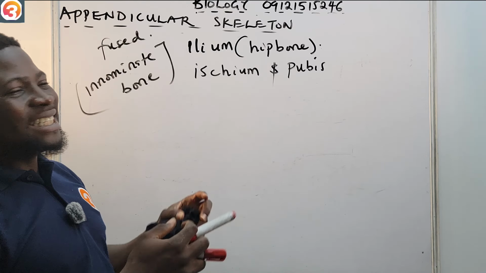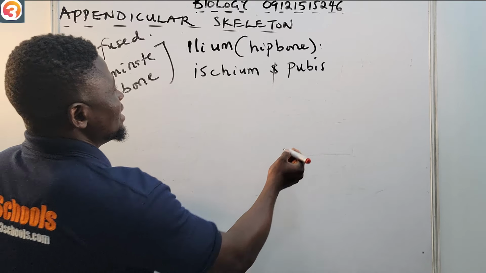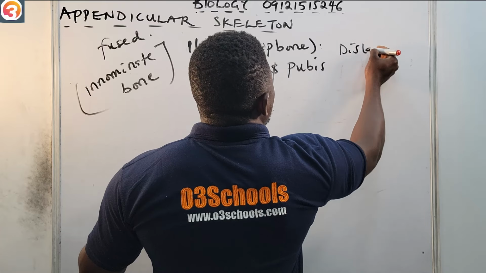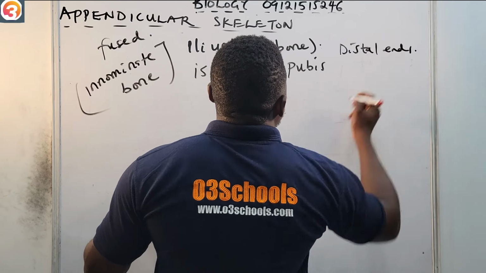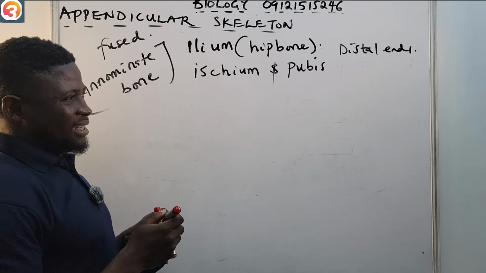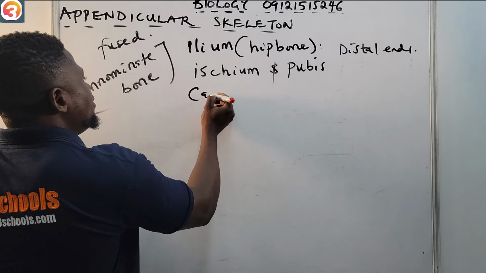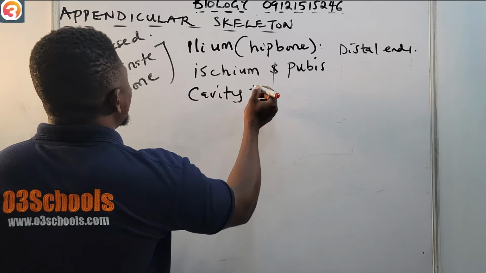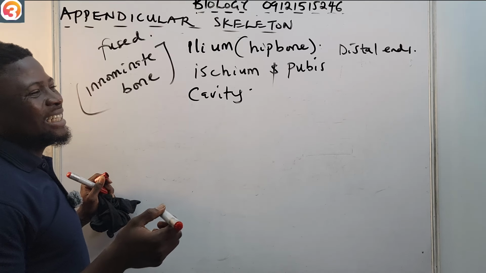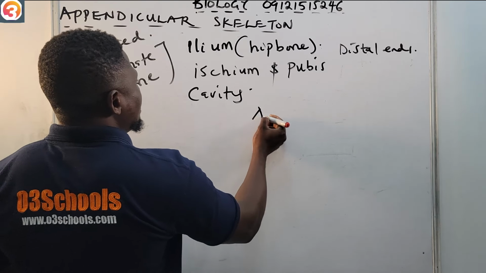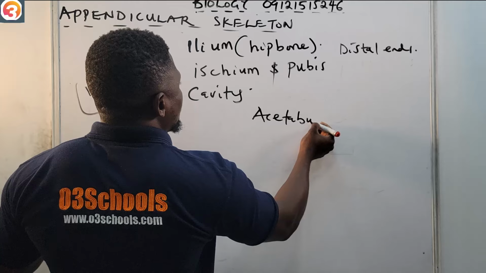All right, and the distal ends of these bones form a cavity, C-A-V-I-T-Y, okay? That is known as what? As the acetabulum. Known as the acetabulum.